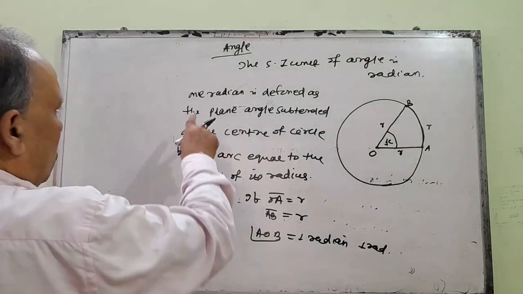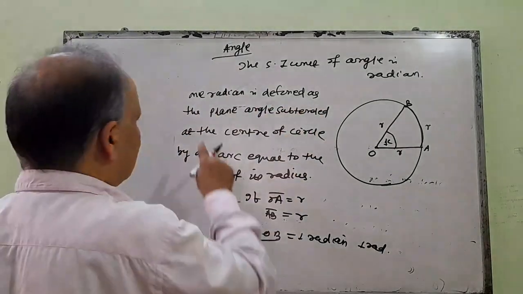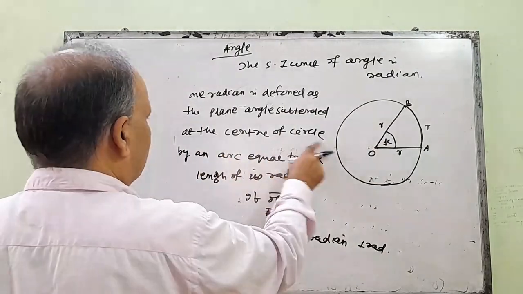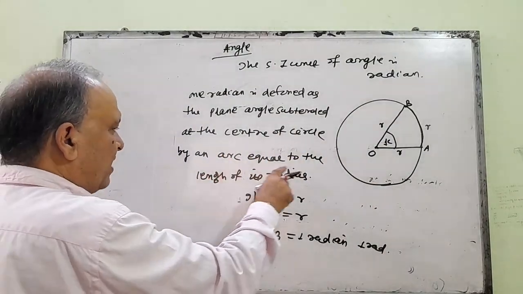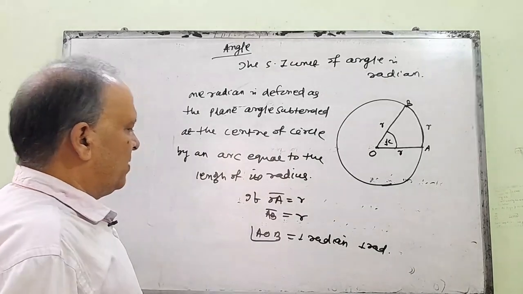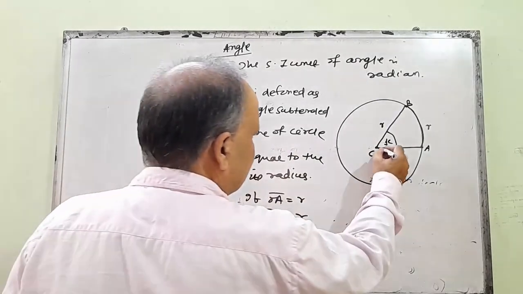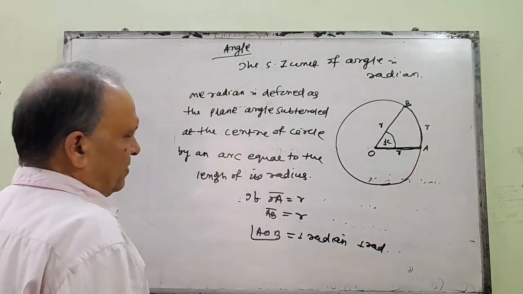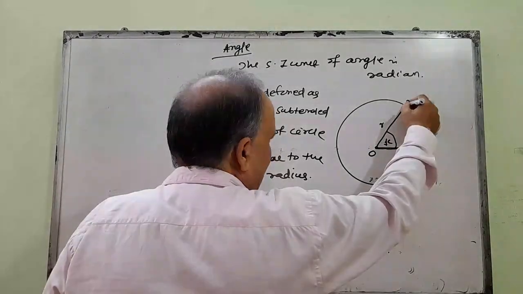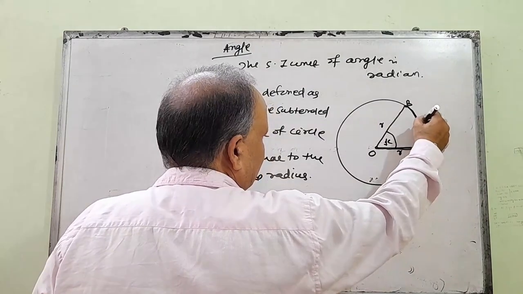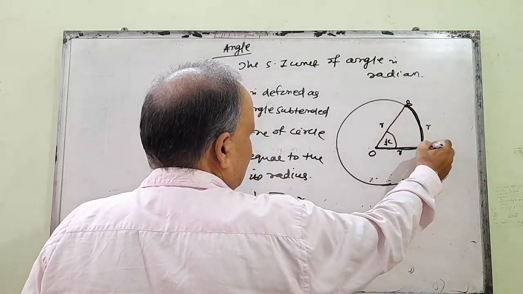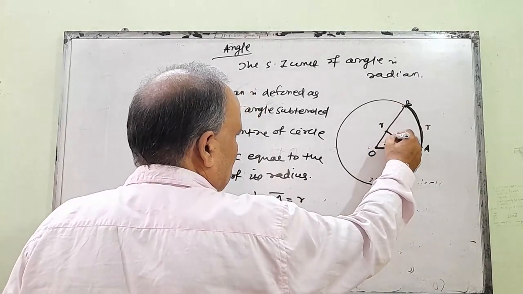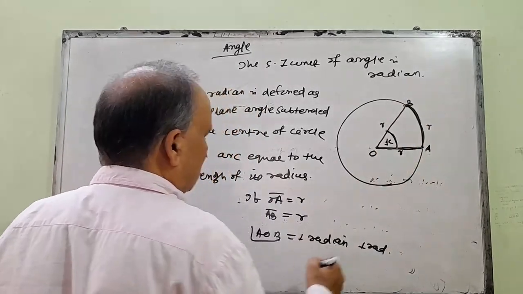So 1 radian is defined as the plane angle subtended at the center of the circle by an arc equal to the length of its radius. That means if the radius of a circle is R and the arc subtended by this radius, that means this AB, is equal to R, then the angle AOB is equal to 1 radian.